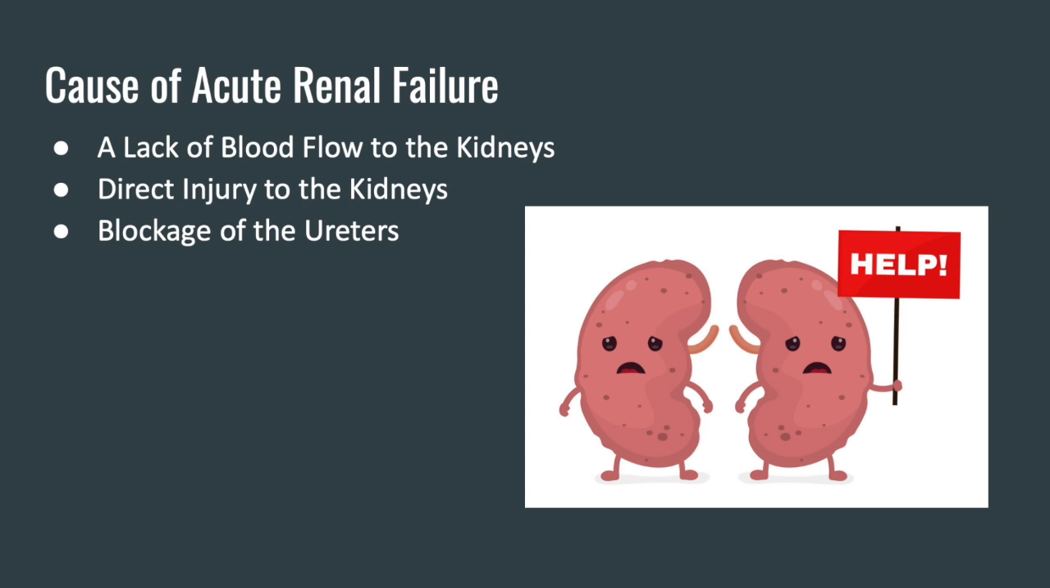Acute renal failure is a short-term, 2 to 3 day halt of kidney function. Causes of renal failure include a lack of blood flow to the kidneys, direct injury to the kidneys, specifically damage to the nephron, halting filtration, and blockage of the ureters leading to backflow of urine and keeping the filtrate from moving through the nephron.